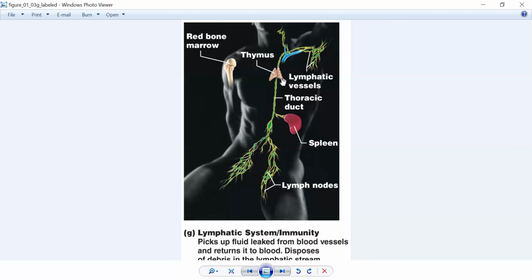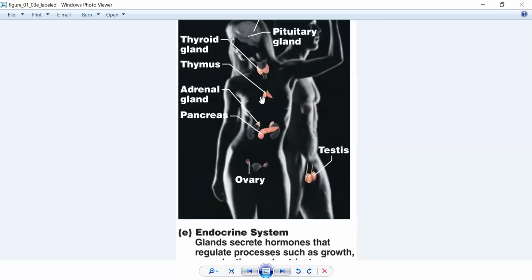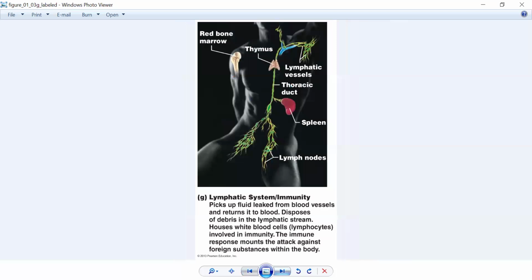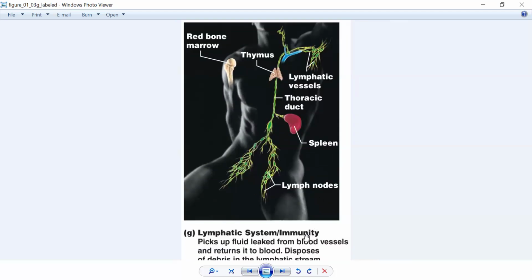Another organ here is the thymus. Now, I didn't mention it, but in the endocrine system, you have the thymus, and remember, these organs make hormones. So your thymus does make hormones to train certain white blood cells. Okay, so if it makes hormones, it's part of the endocrine system. But notice we also find it in the lymphatic / immune system.